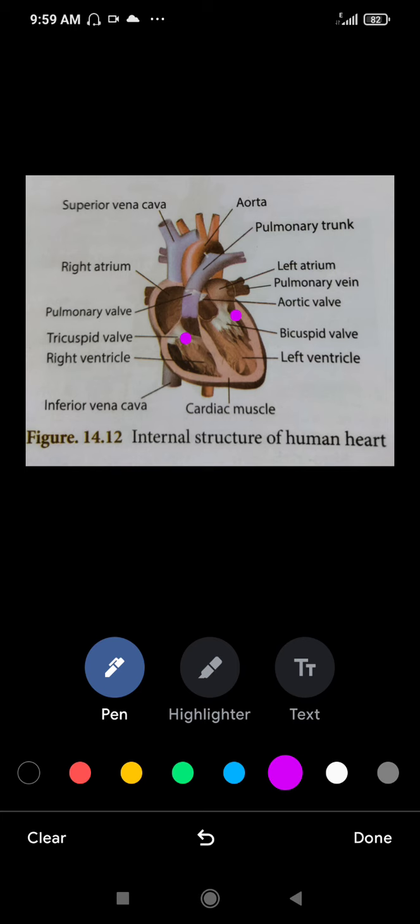These are the valves that are present in the heart. What is the function of a valve? It regulates the flow of blood in a single direction.